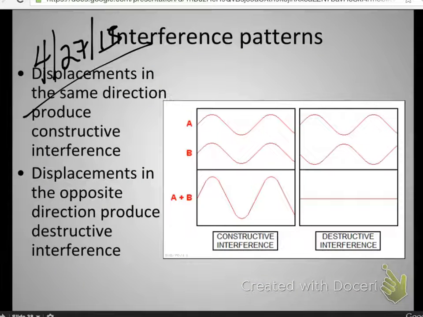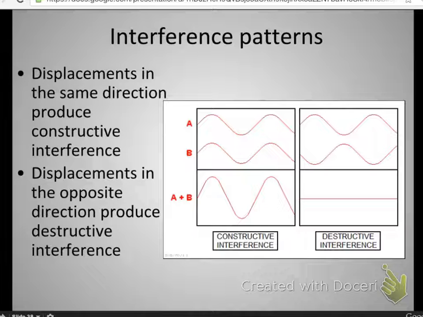So the other way to look at that is that displacements that are in the same direction will produce constructive interference. If you've got displacements that are in the opposite direction, you get destructive. And you can have total constructive. So this is pretty close to total constructive. At every single point, if you put these two on a graph, the displacement is in the same direction, so at every single point, they're amplifying one another.